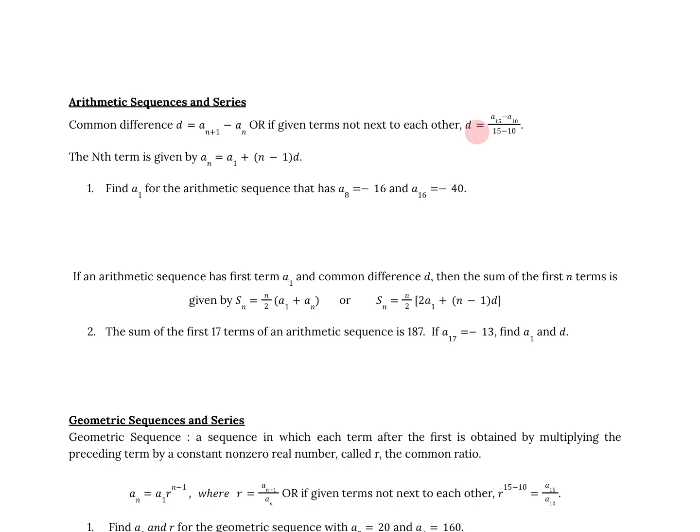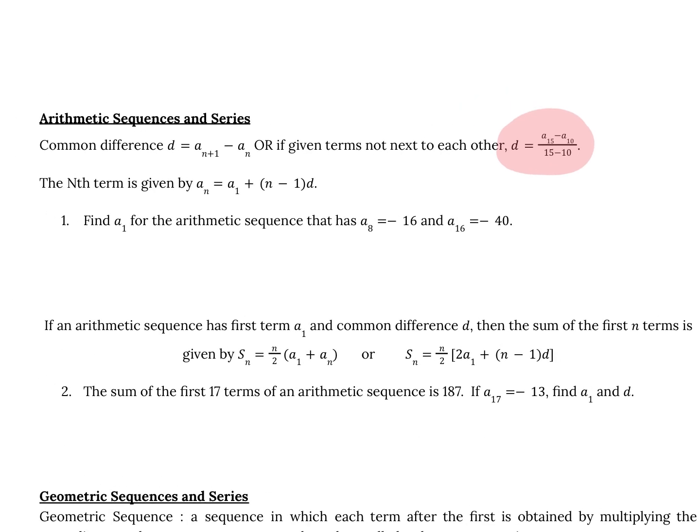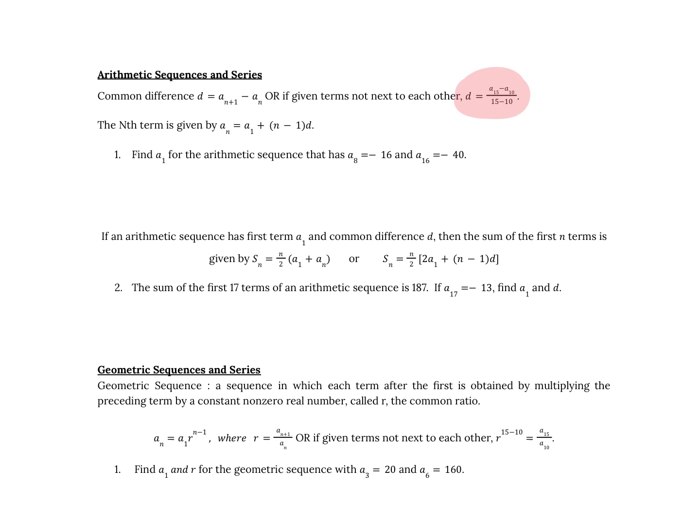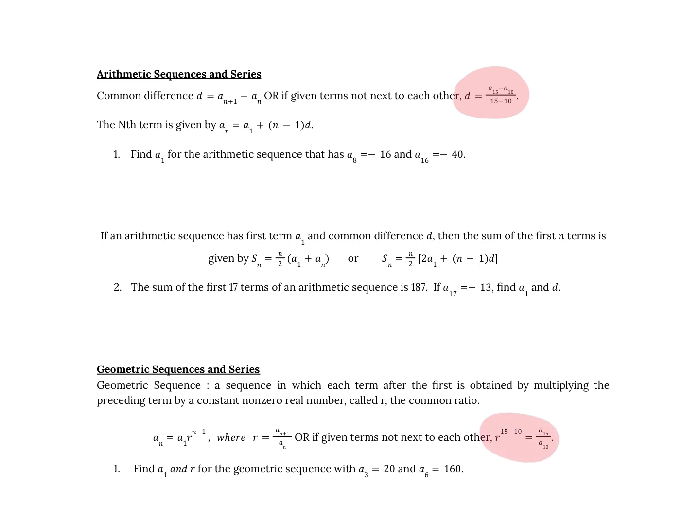I would say, however, for your difference, you might want to add this little formula to your note sheet. Same thing with your ratio, because that's not on your gold sheet for terms that are not right next to each other. So you might want to add that onto your note card or your gold sheet. Either one would be fine to add that to, okay?